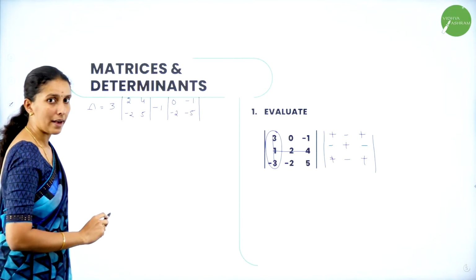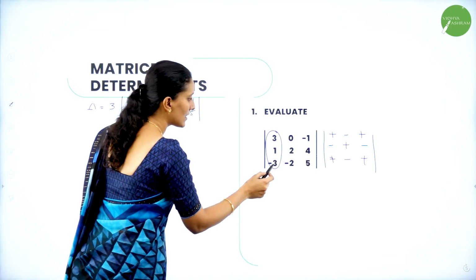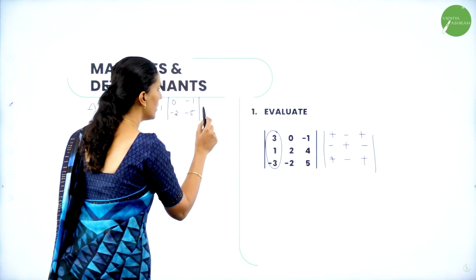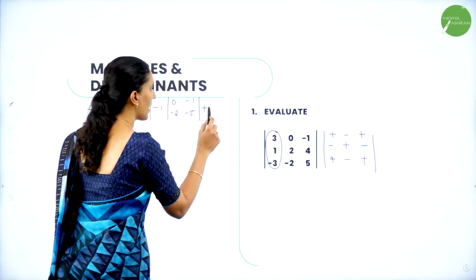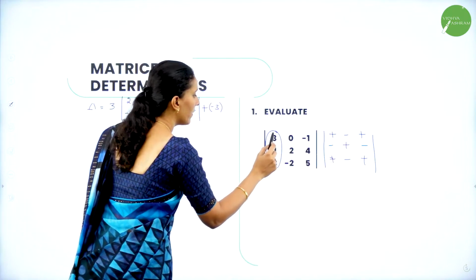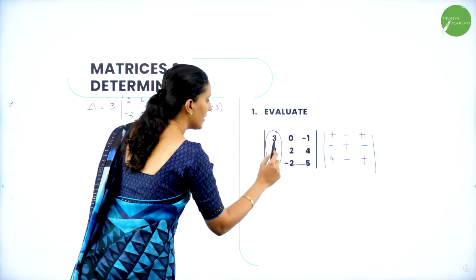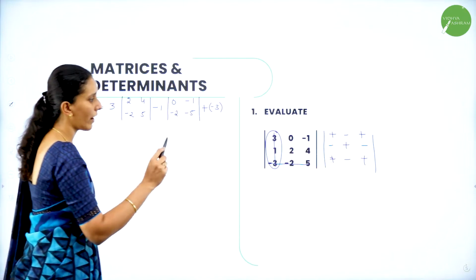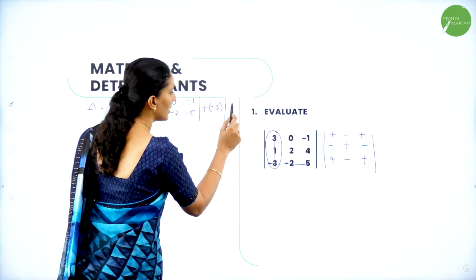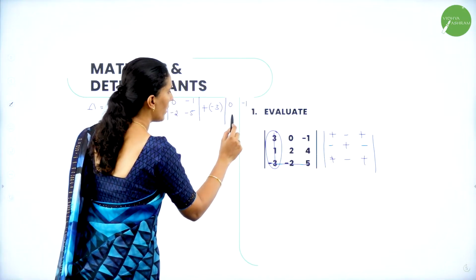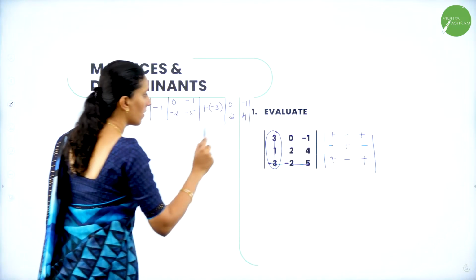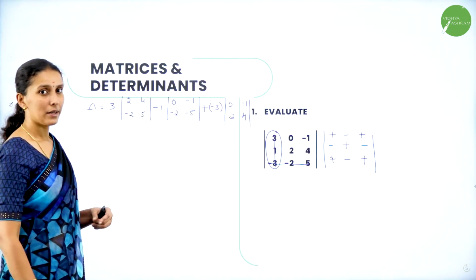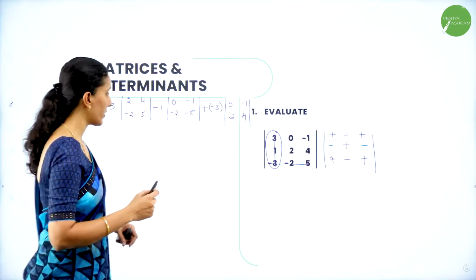So this is done. Next we need to take the last term, but you have positive sign here. So write plus, but here it is minus 3. So leave the row and column containing minus 3. Write only the remaining terms. What are the remaining terms? 0, minus 1, 2, 4. Now evaluate the determinant in the form of 2 cross 2 matrix you have done.